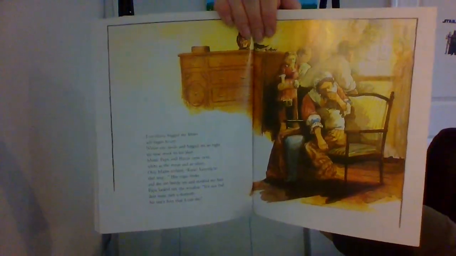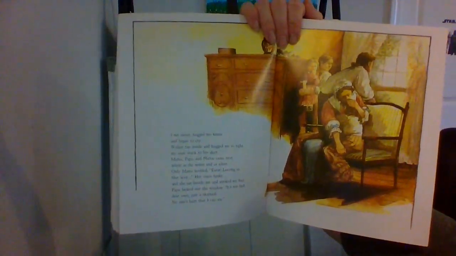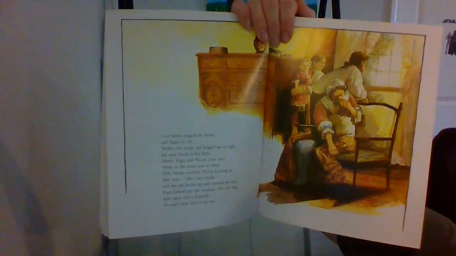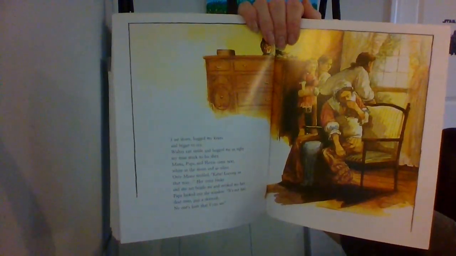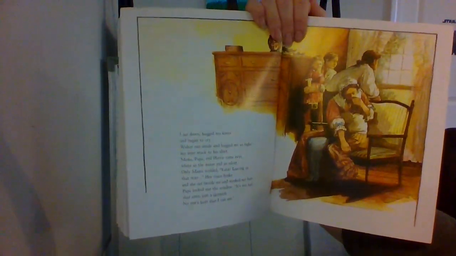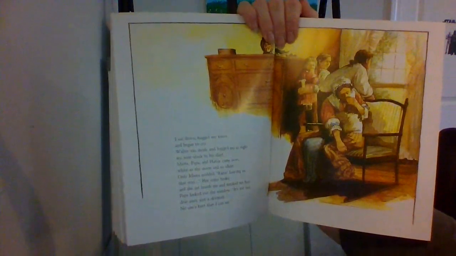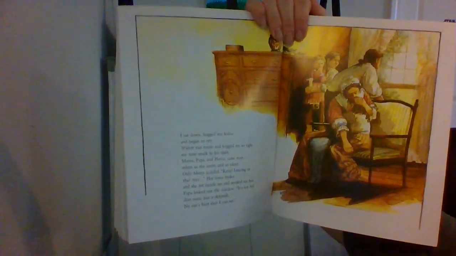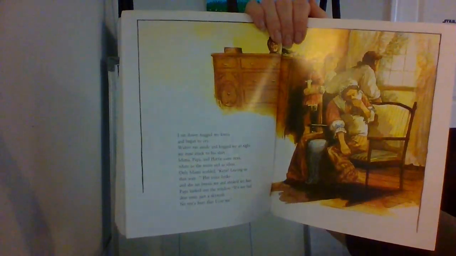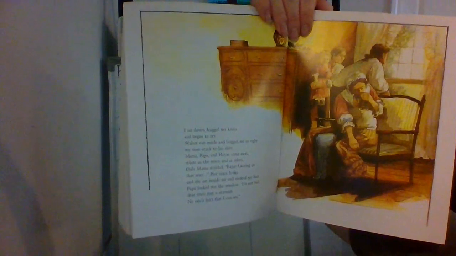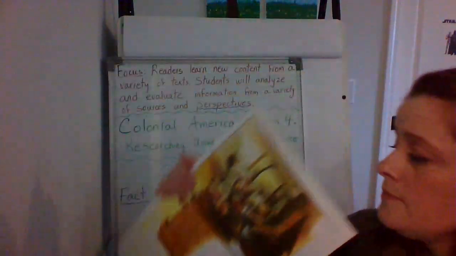Oh, those Tories. I sat down, hugged my knees, and began to cry. Walter ran inside and hugged me so tight my nose stuck to his shirt. Mama, Papa, and Hattie came next, white as the moon and as silent. Only Mama scolded, "Katie, leaving us that way." Her voice broke, and she sat beside me and stroked my hair. Papa looked out the window. "It's not bad, dear ones, just a skirmish. No one's hurt that I can see."